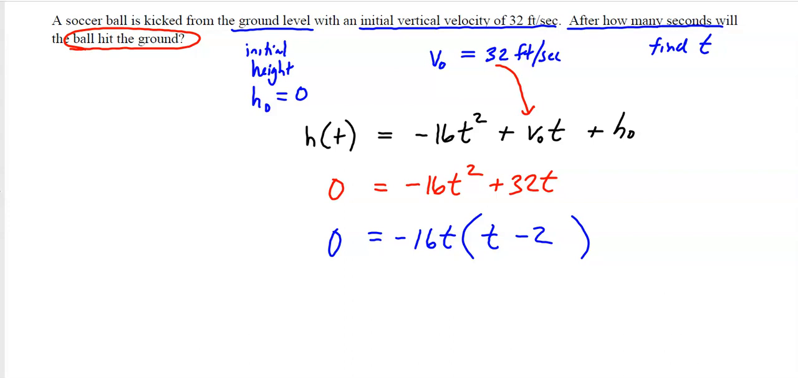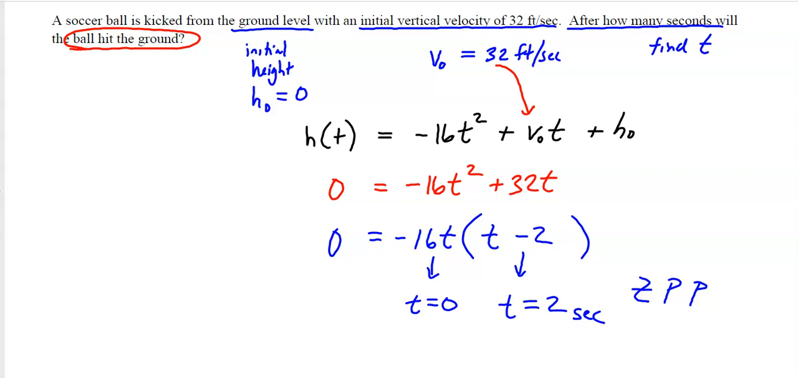Well, now we're going to use ZPP, zero product property. So this is 0 when time is 0. All right, that's not very interesting. We already knew that at time 0, we're going to have a height of 0. This is the one that we want. And this problem worked out really nice because at exactly 2 seconds, the soccer ball will hit the ground. All right, so we had some really friendly, nice numbers here to help us out, but that would be a way to solve that problem.